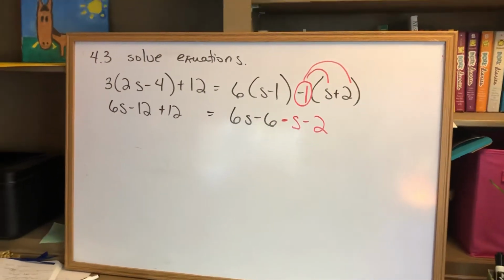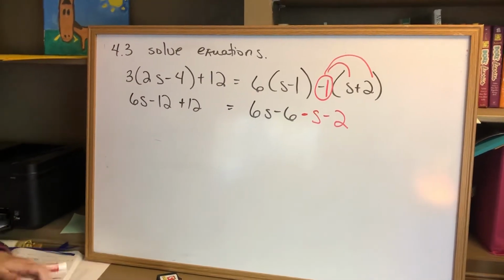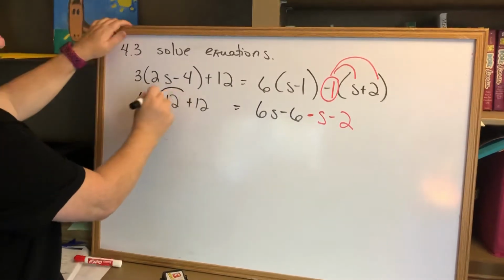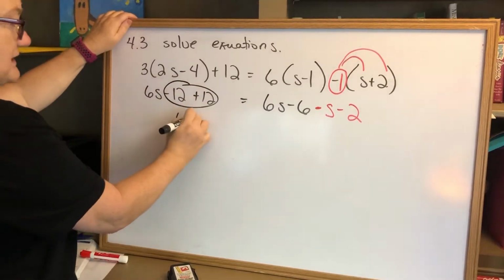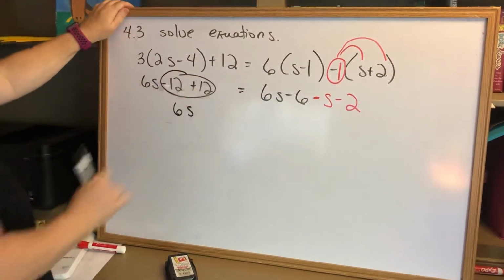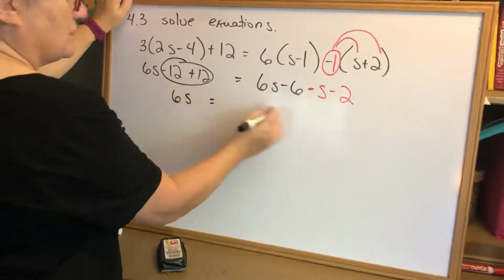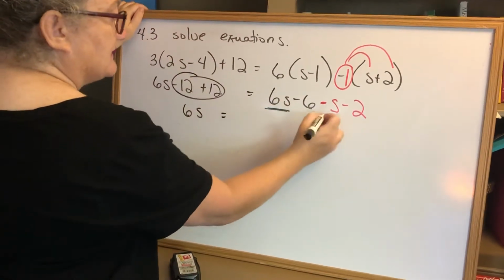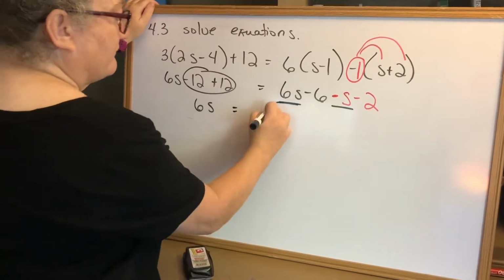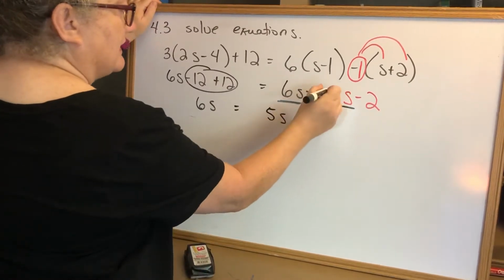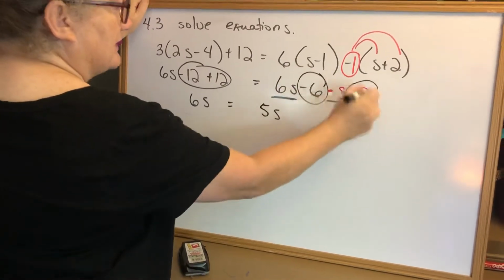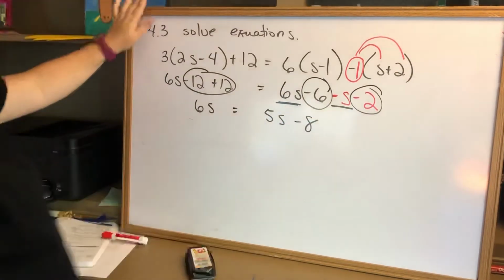So the next step was to combine like terms on each side. So over here, I can combine these two to get just 6s because -12 plus 12 is 0, equals. Here I can combine the 6s and the -s to get 5s. And then I can combine a -6 and a -2 to get -8.